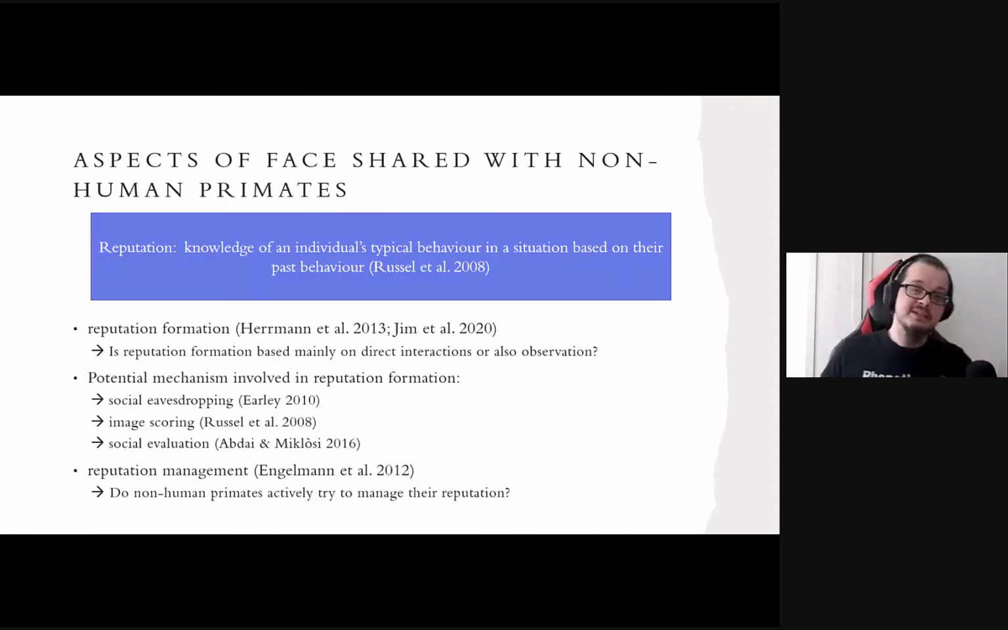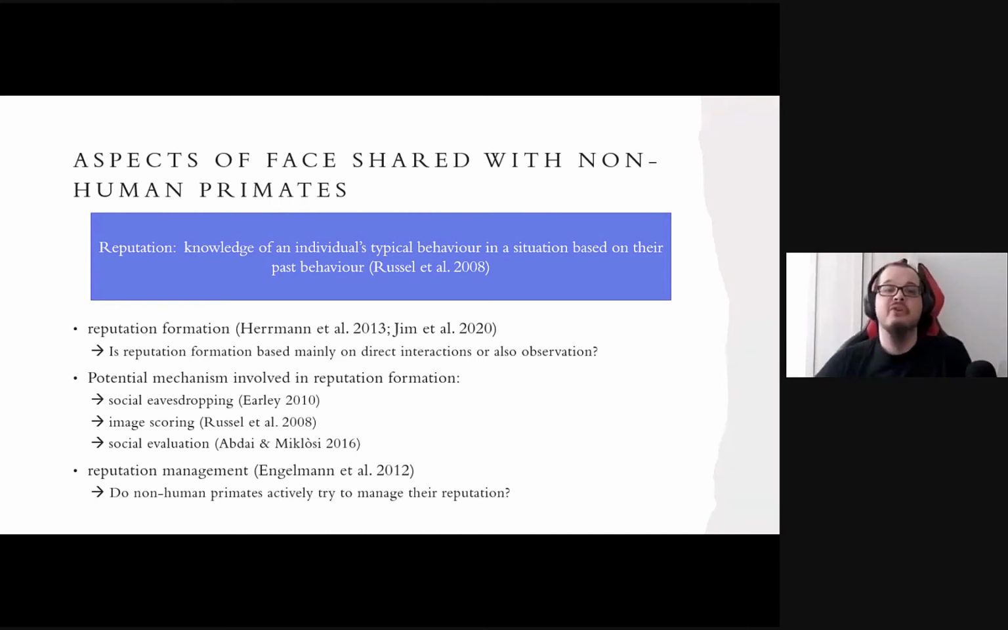So reputation, from the perspective of comparative psychology, can be described as the knowledge of an individual's typical behavior in a situation based on their past behavior. And there are essentially three ways to gain that kind of knowledge: direct experience with somebody else, observing somebody else's behavior towards somebody else, or, in humans, gossip, so hearing about somebody else's behavior.